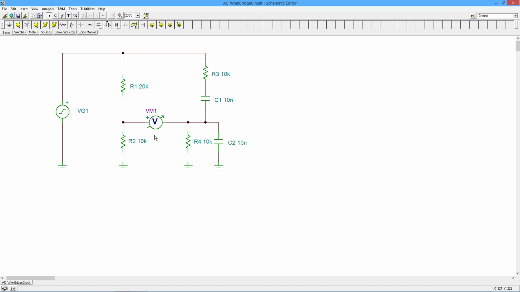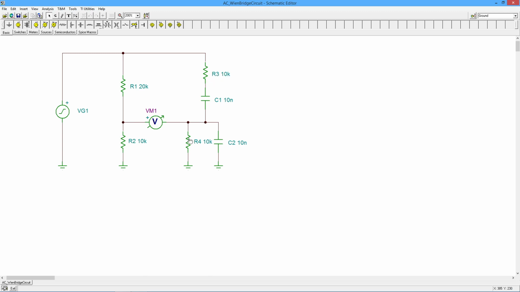These resistors, although I have set them to 10K just for convenience's sake, don't have to be the same value as this R2 over here. R3 and R4 have to be the same value, but they don't have to be the same value as R2 or R1 for that matter. Just a matter of what's convenient for you.